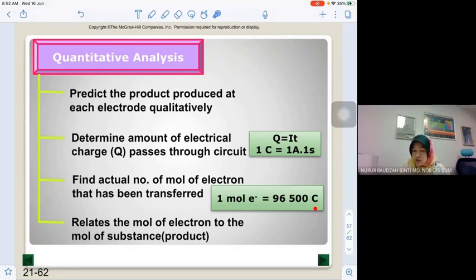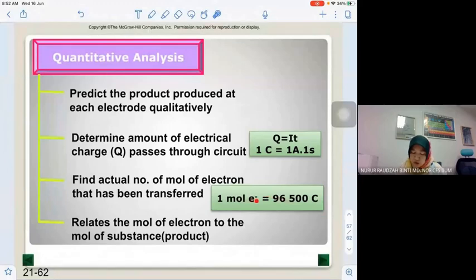This is the relationship between the charge that we calculate here, Q, and the mole of electrons. This is actually the Faraday's constant. 1 mole of electrons means 9.65 times 10 to the power of 4 coulombs of charge that is moving. So we will apply this.